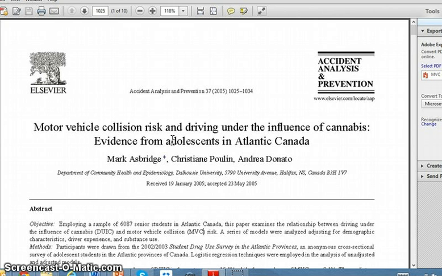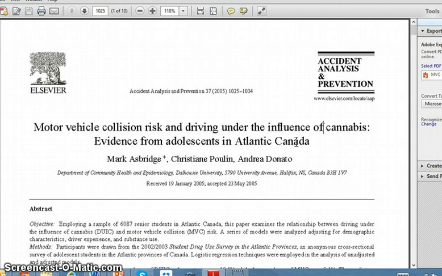Now, if we look at the title of an academic text, it usually has two parts. So if we look here at the first part, motor vehicle collision risk and driving under the influence of cannabis. And then we have this colon. And then we have a second part, evidence from adolescents in Atlantic Canada. So this is our main topic, and this gives us extra information that's a little bit more specific.